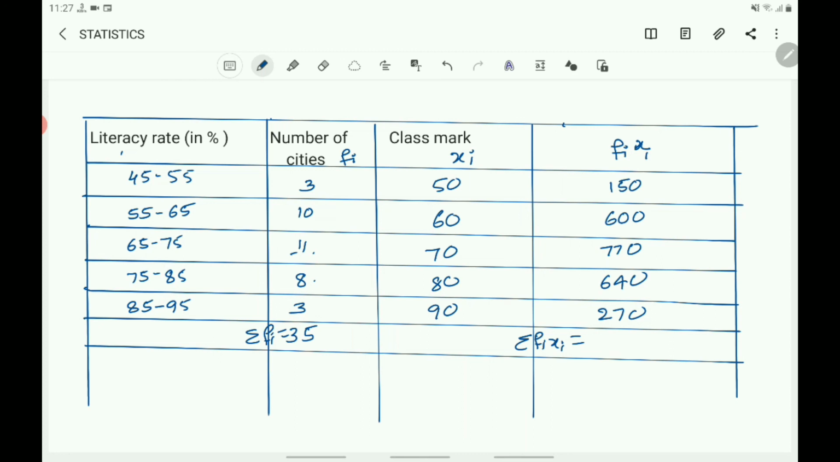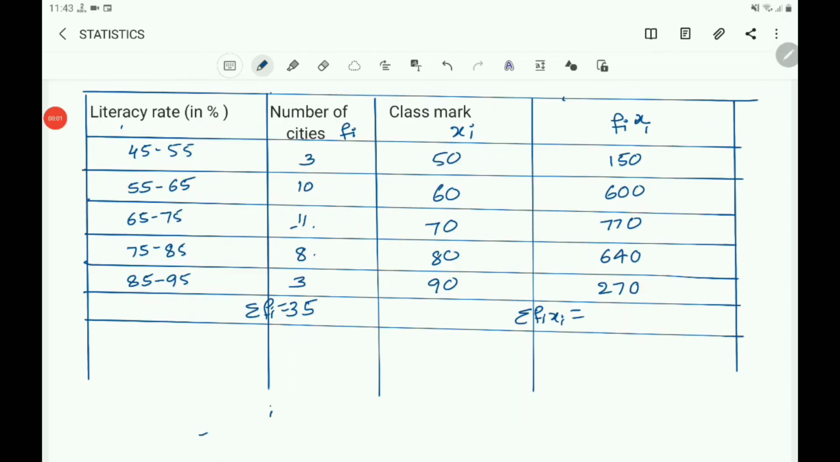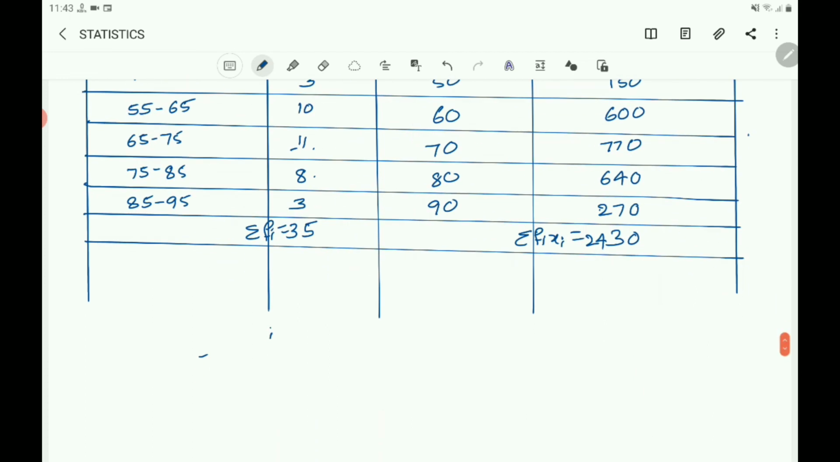Next you find sigma fi xi. Find sum of the fi xi, it is 0. 5 plus 7, 12. 12 plus 4, 16. 16 plus 7, 23. 23. 4 plus 6, 10. 10 plus 7, 17. 17 plus 6, 23. 23 plus 1, 24. You got 2430. Then write the formula for x bar.